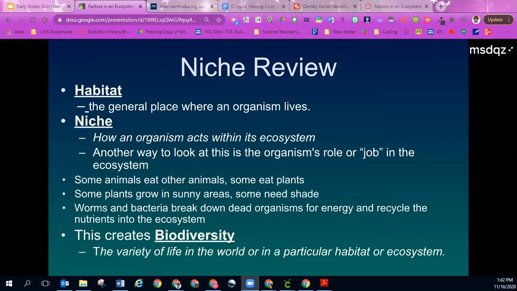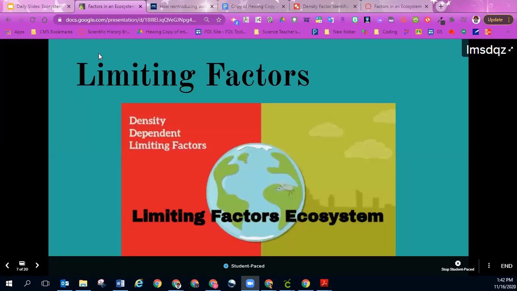This is going to create something called biodiversity. We know that bio means life, diversity is just different, so different types of life and varieties within the world. It's what we kind of talked about last week.